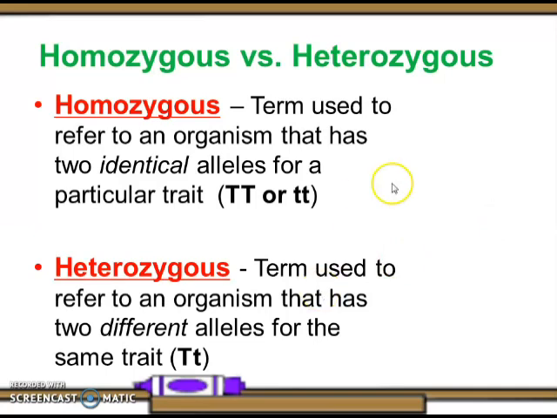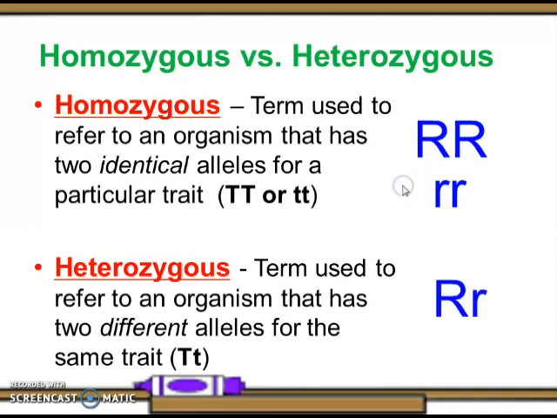Again, homozygous is a pair of alleles that produce a characteristic that are the same. So we have here two big R's and two small r's. And heterozygous is the pair of alleles that produce a characteristic that are different: big R, small r.